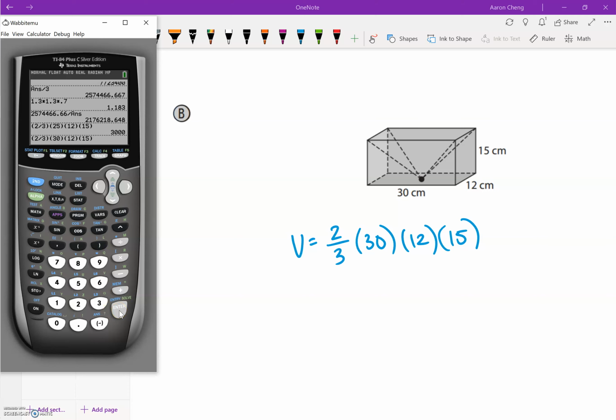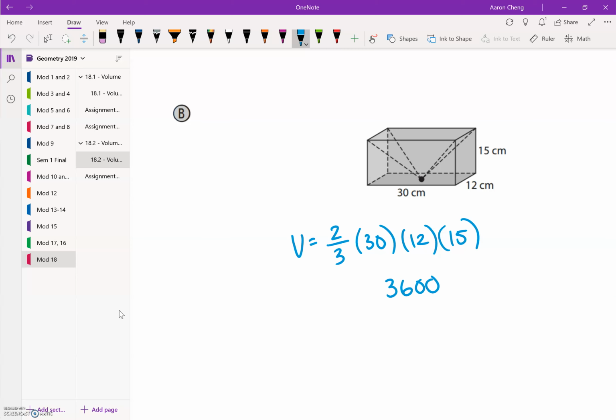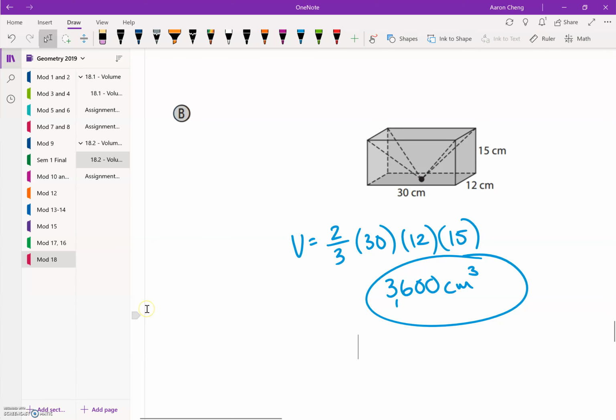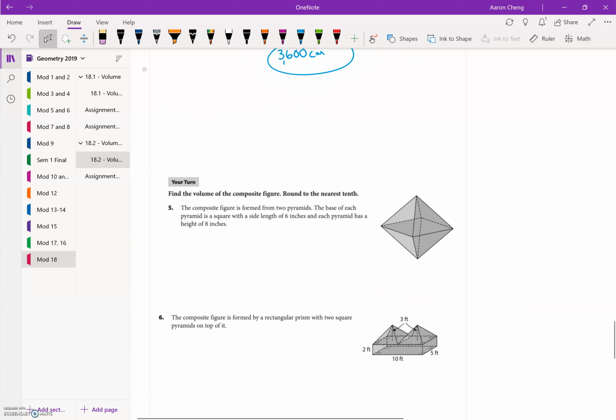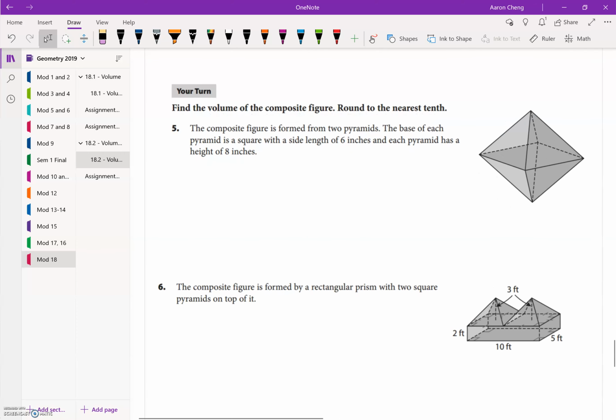So 3,600. So it's just going to take a little bit more time for me to do problems, unless I pre-do them all. Why don't you go ahead and do these two problems here? And just to save time, we'll go over them live. So go ahead and do number 5 and 6.